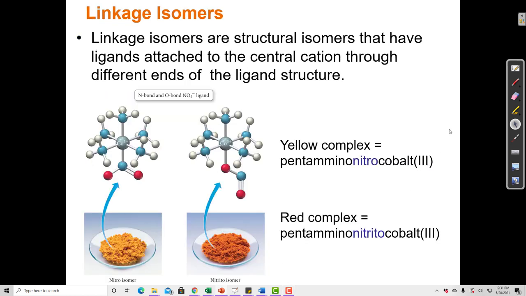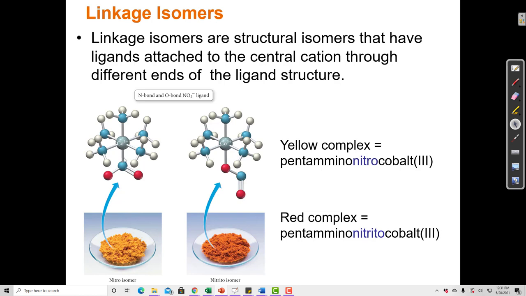Okay, so here's an example of a linkage isomer. A linkage isomer is one where the connections are different, right? Here I've got this nitrogen atom connected to the cobalt, and this is a ligand here, right? The ligands are the ones that supply the electrons to the metal center.